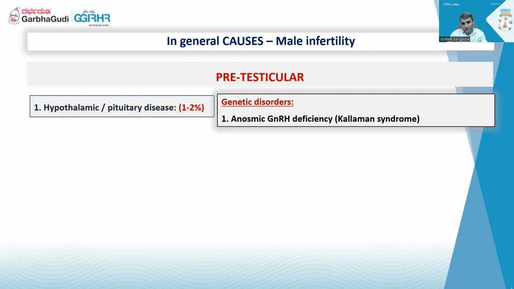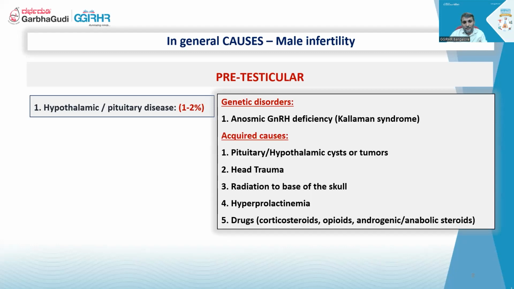The major reason for this pre-testicular cause is GnRH deficiency, Kallmann syndrome. Kallmann syndrome is where the GnRH neurons don't migrate from the nasal placode to the central nervous system, so the pituitary gland as well as the hypothalamus won't secrete any hormones.